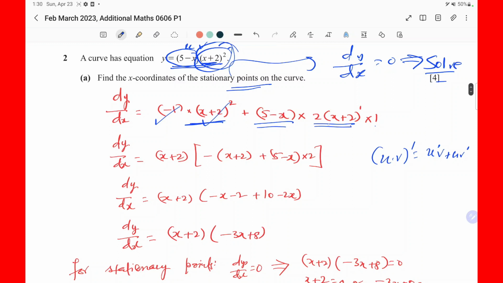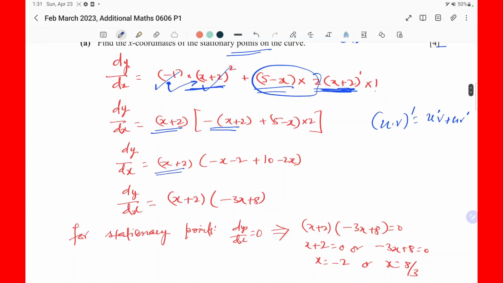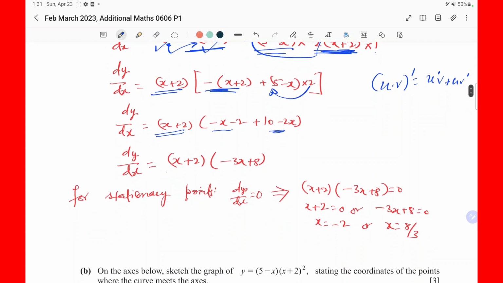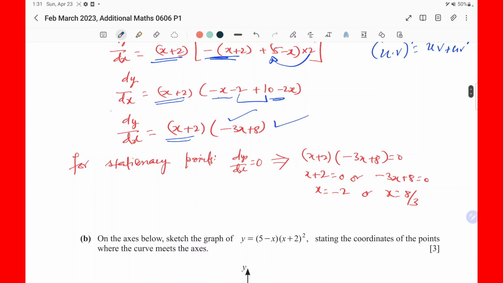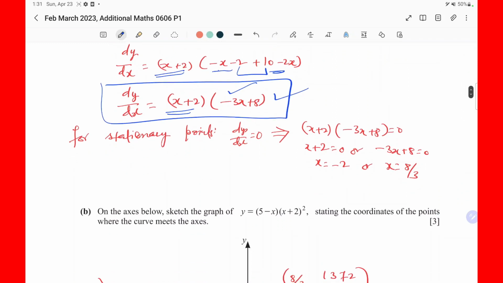Now x plus 2 whole square and x plus 2, so I will take x plus 2 common. Here it is minus 1 and then x plus 2 left, so minus x plus 2 is here. Then 2 times 5 minus x, 5 minus x times 2. So this is x plus 2. This is minus x minus 2, and this is 2 times 5, which is 10, and minus 2x. So this is x plus 2 and minus x minus 2x is minus 3x, and minus 2 plus 10 is plus 8. So this is my dy over dx.